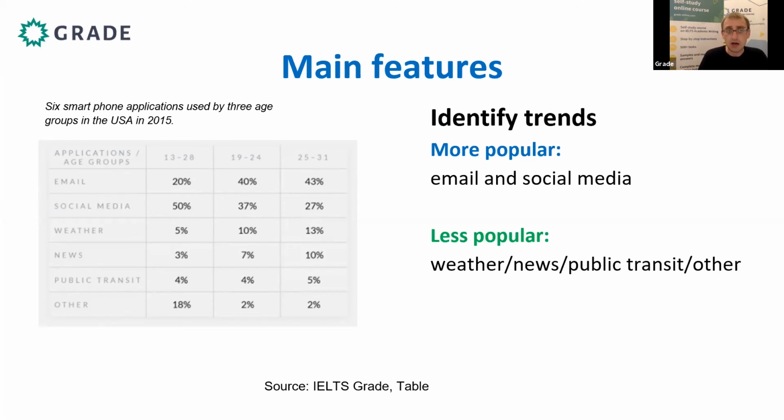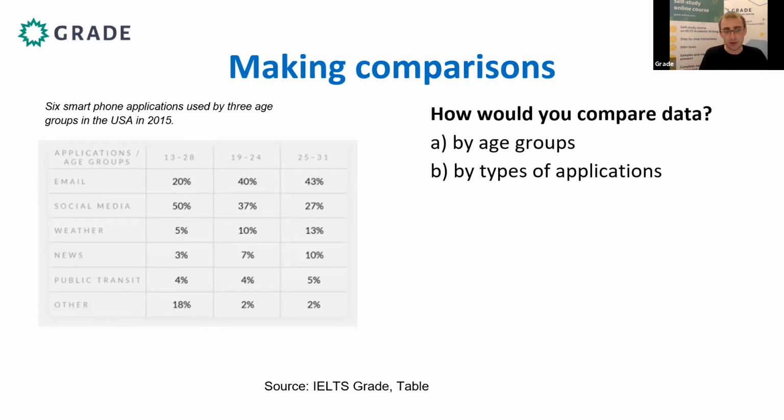Okay, so that's the way to identify trends for such kinds of tables. And let's think about how we can make comparisons here. And I'd suggest two approaches. Since we have types of applications and we have age groups, which of these approaches will we use to organize and compare information?